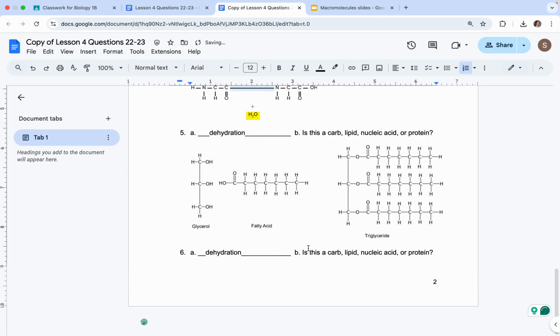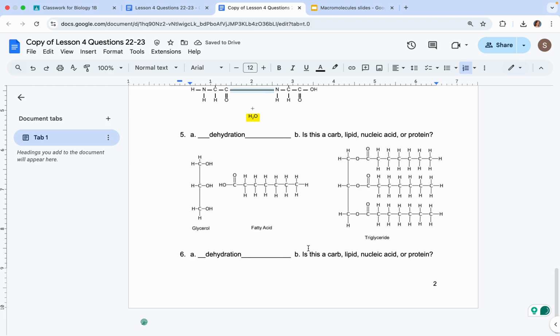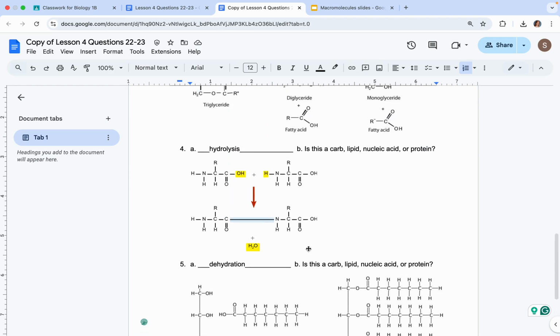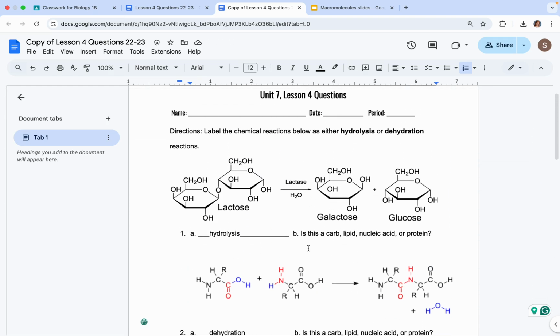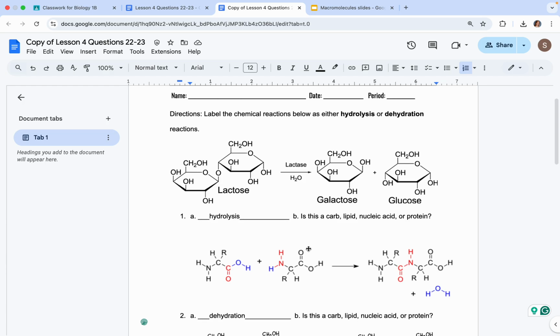Okay. All right, now we're going to go through and do part B. So I'm going to scroll up to number 1. And part B for each question is asking if it is a carb, lipid, nucleic acid, or protein.